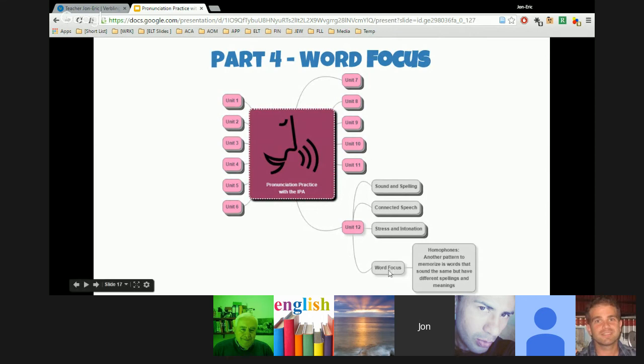Homophones, as you can see at the bottom, are words. Well, it says here, another pattern to memorize words is words that sound the same but have different spellings and meanings. So there are certain things in English that you just have to learn. You almost have to learn them by rote or memorization. Unfortunately, there are some. Homophones are an example. But the good thing is that there aren't too many of them.